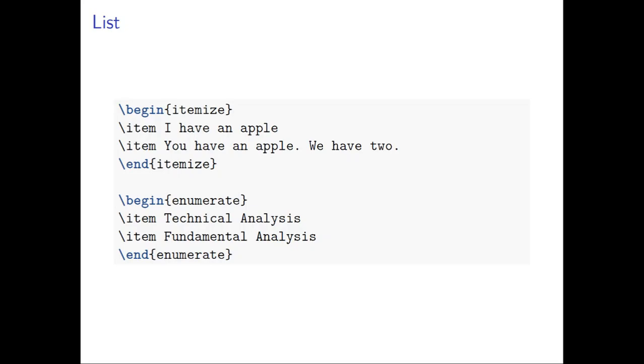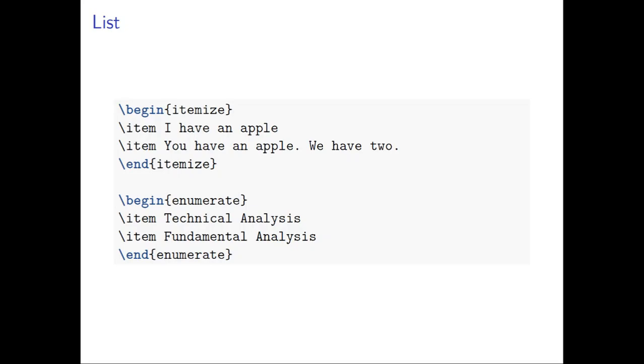So you have a begin itemize line and an end itemize line to signify to the program that between them you want a bullet point. And for each bullet point, you have an item. Okay, item: I have an apple, and you have an apple. We have two. The other one is called a number list, 1, 2, 3, and then you use enumerate, and you have an item. First item is number 1, and second item number 2.